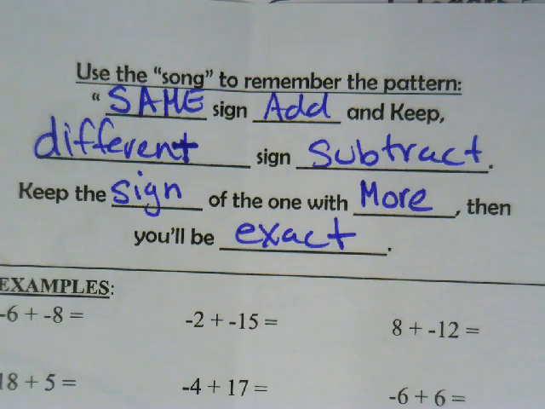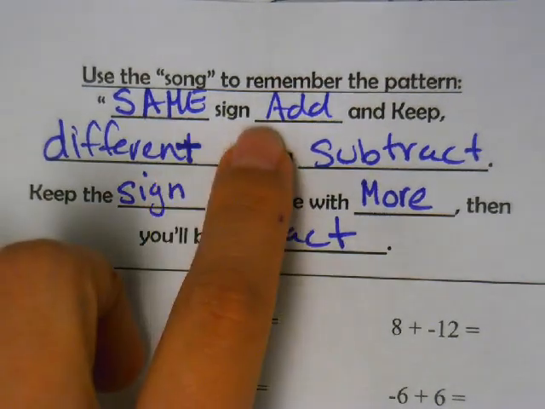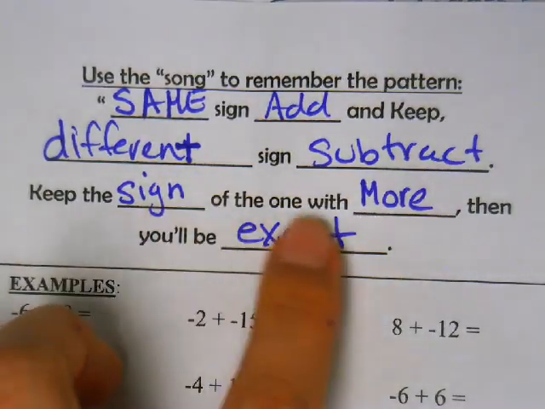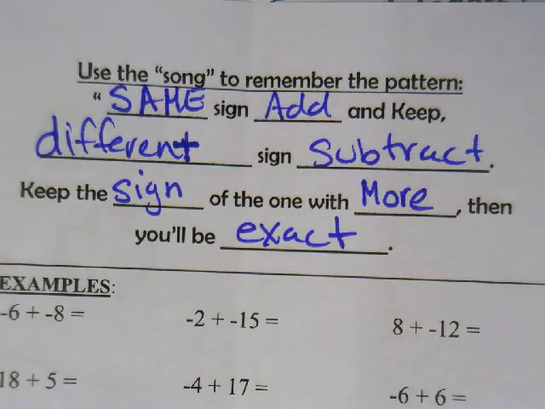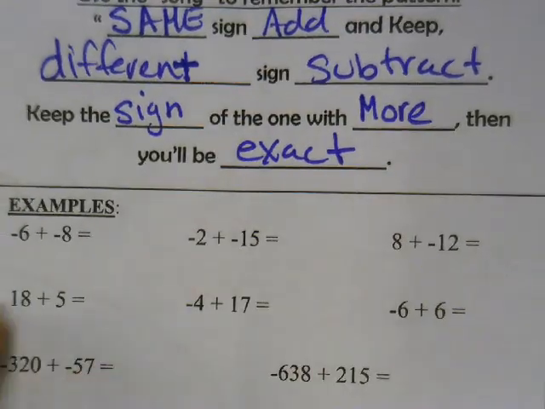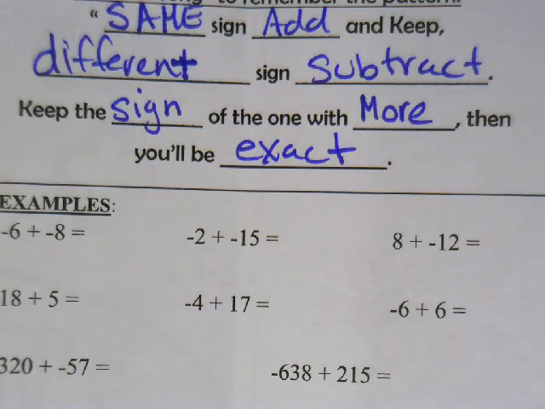So we have this foldable that we are prepping for our test. So for Friday, same sign, add and keep. Different sign, subtract. Keep the sign of what you have more of, then you'll be exact, which is what you have to do on this worksheet. If they're the same, you add. If they're different, you subtract. Okay, go ahead and do these 8 problems right here real fast. They're small numbers. You can't complain about the size of the numbers. These are pretty easy. Go.